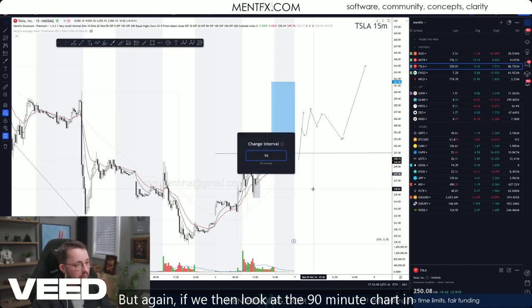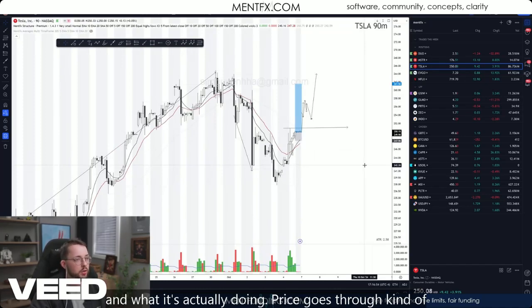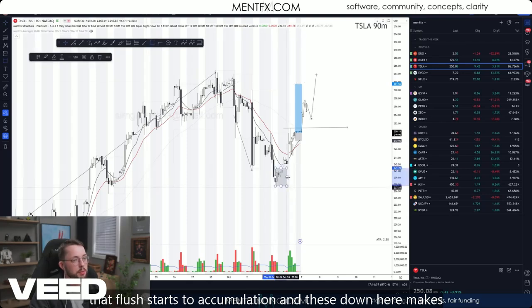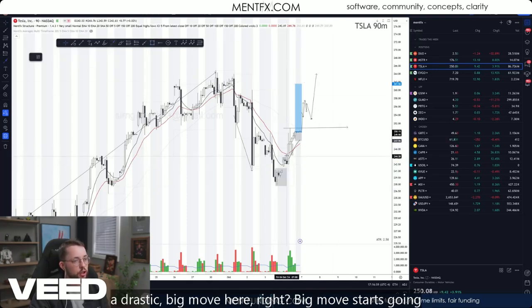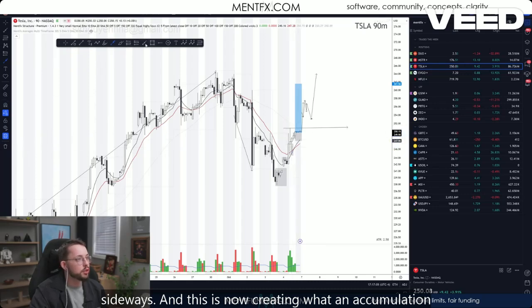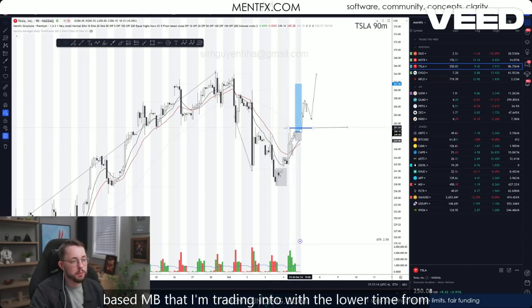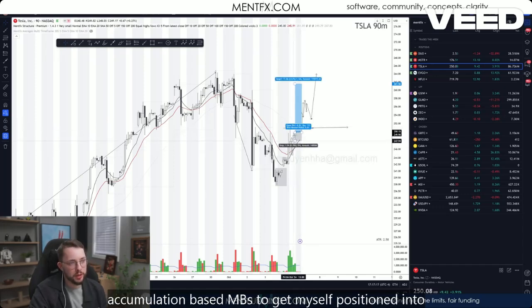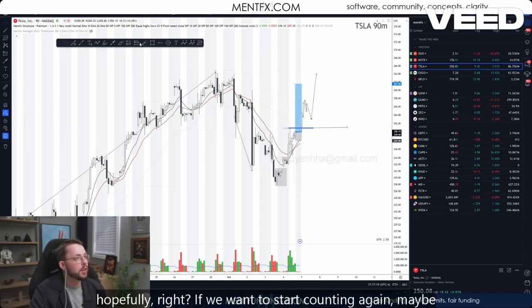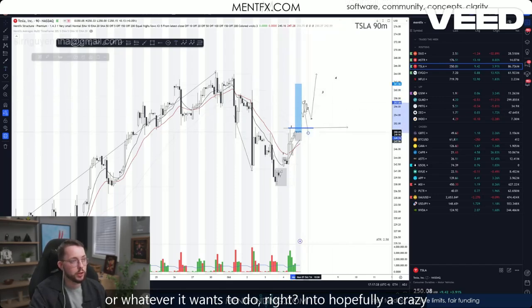But again, if we then look at the 90-minute chart in response to the entry I took, take a look at where it is and what it's actually doing. Price goes through kind of that flush, starts its accumulation MBs down here, makes a drastic big move here, right? Big move, starts going sideways, and this is now creating what? A momentum-based MB that I'm trading into with the lower time frame accumulation-based MBs to get myself positioned into, hopefully, right, if we want to start counting again, maybe this is 1, or this is 1, 2, 3, maybe 4 up here, or whatever it wants to do, into hopefully a crazy move, okay?